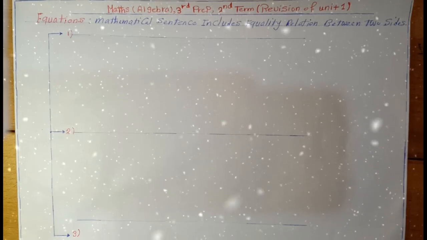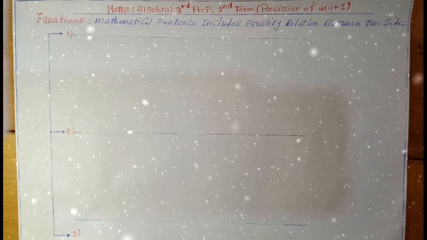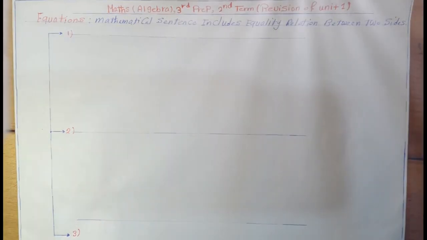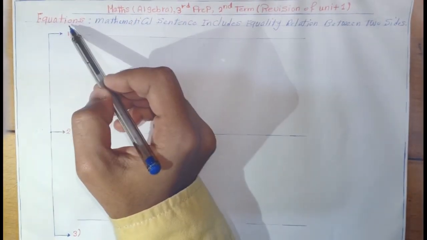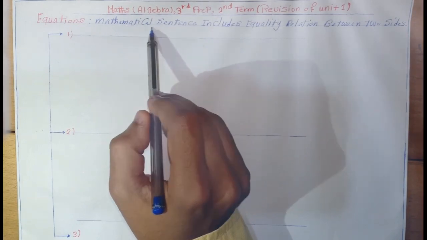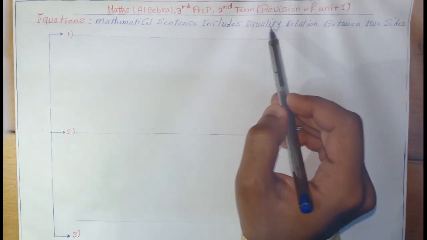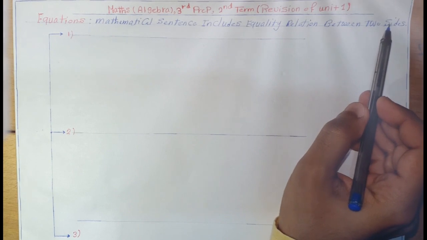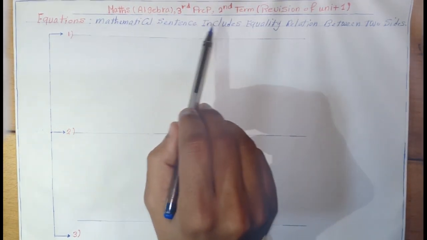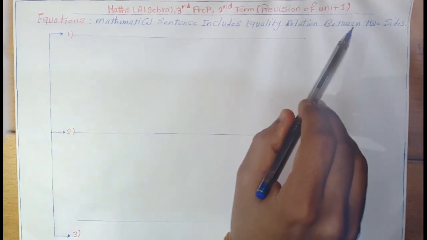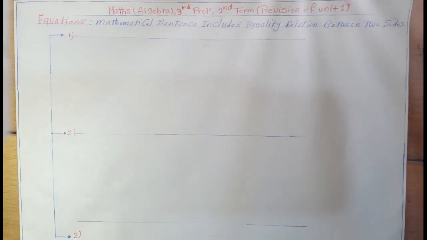So let's start. In the beginning, remember the definition of the equation. It's a mathematical sentence that includes an equality relation between two sides. For example, x plus 3 equals 0, or 2x plus y equals 5, or x squared plus 6x plus 5 equals 0, and so on.